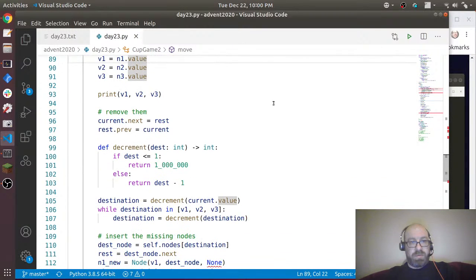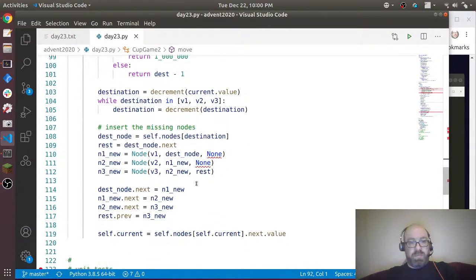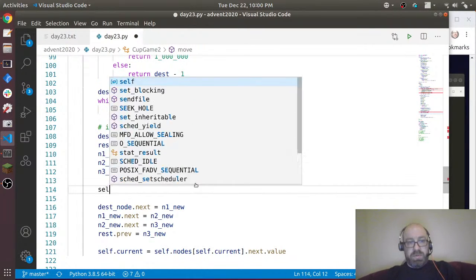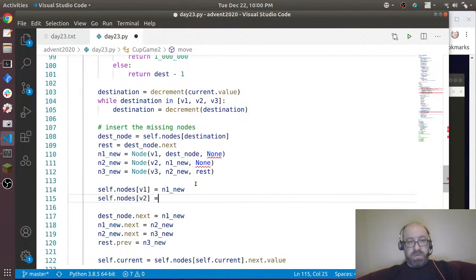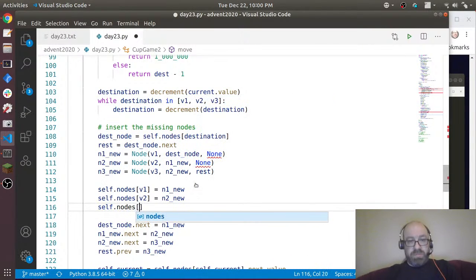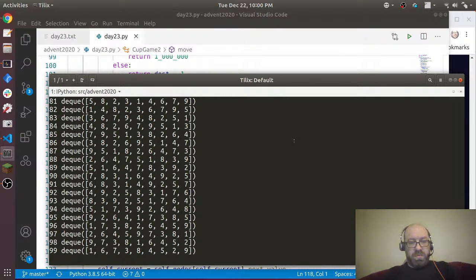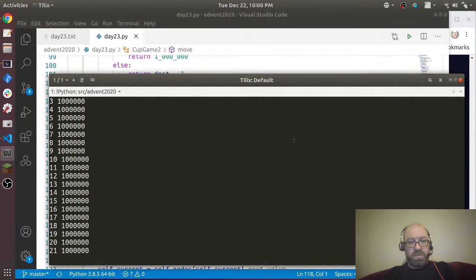I know what's wrong. Okay, good. I need to replace the pointers. Self.nodes v1 equals n1 new, self.nodes v2 equals n2 new, self.nodes v3 equals n3 new. Okay, and let us just see if it does better this time. Yes, it does. Okay, good.